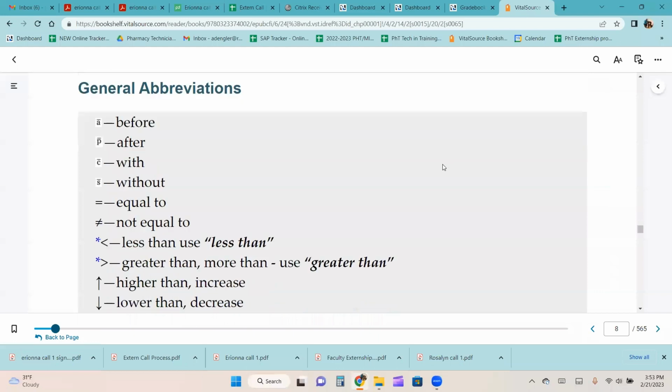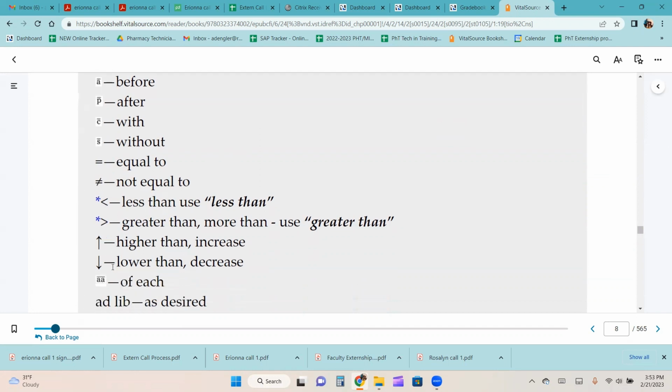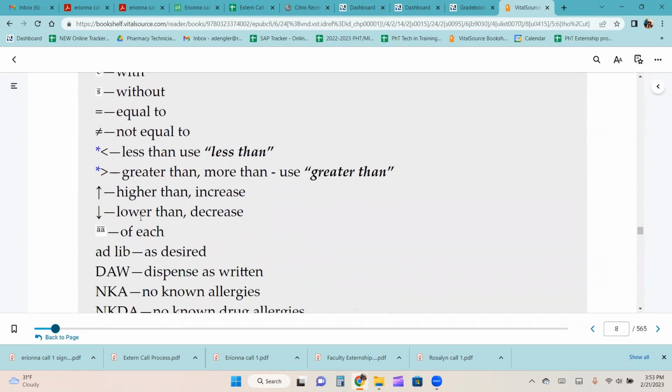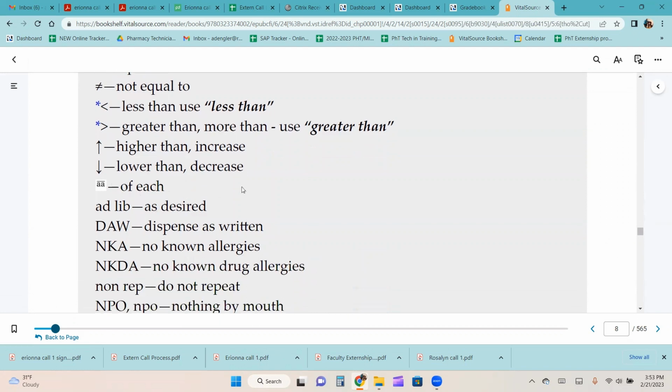And then general abbreviations: an A with a line on top is before, a P with a line on top is after, a C with a line on top is with, an S with a line on top is without. Equal is equal to, an equal sign with a slash is not equal to. Less than, greater than, higher than, increase, lower than, decrease. AA with a line on top is of each.